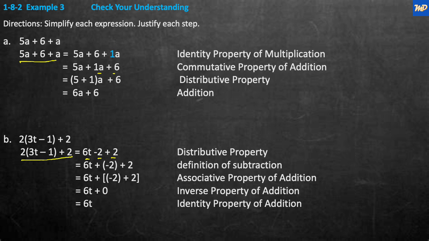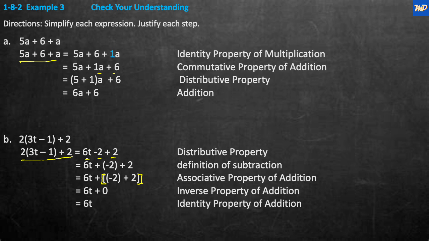Okay, and now I regrouped. Through the associative property of addition, I regrouped. Here's the regrouping right here. I put these brackets right here. I've regrouped those two 2's together. So now I have a negative 2 and a positive 2 grouped together. So I'm adding a negative 2 plus a positive 2 using the associative property of addition. And once I do that, I get 6t plus 0.